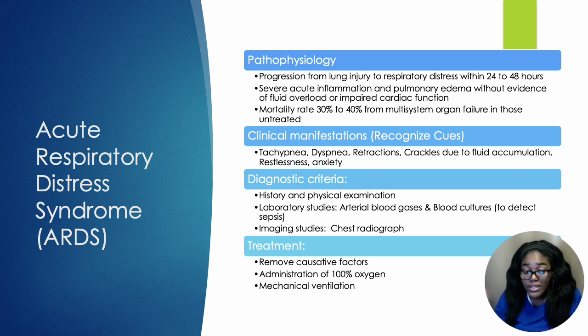You'll have laboratory studies on an individual with ARDS. You have arterial blood gases that are done, blood cultures to detect if it was caused by a bacterium. And of course, you want to have imaging studies on your chest, like CT chest, chest x-rays, things along those lines. As far as treatment, you want to remove the causative factors. You want to give oxygen immediately and 100% at that if they're in acute distress, and eventually they will be intubated until their respiratory status stabilizes.